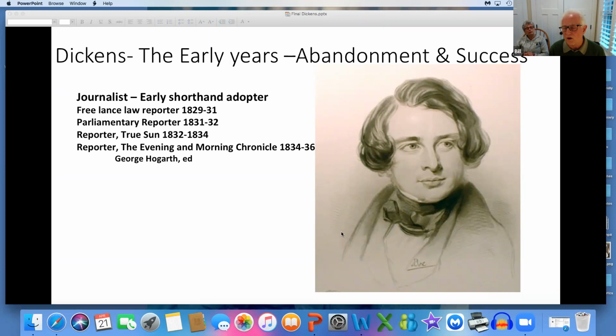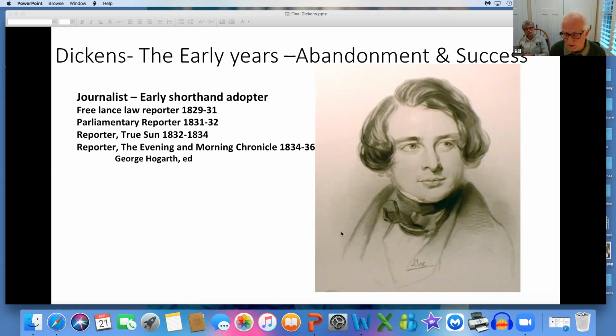A lot of his books deal with legal issues, some facts that he picked up in that couple of years. He started writing for newspapers, first as a freelancer. He did that for 2 years. Then he got a promotion and they put him into Parliament. People were amazed at how fast he could write down the words that the ministers were saying, and then he'd get it into print and into the newspaper. Then he really started to be a reporter for the True Sun, and then finally the Evening and Morning Chronicle. So he made his living for a number of formative years as a newspaper writer.